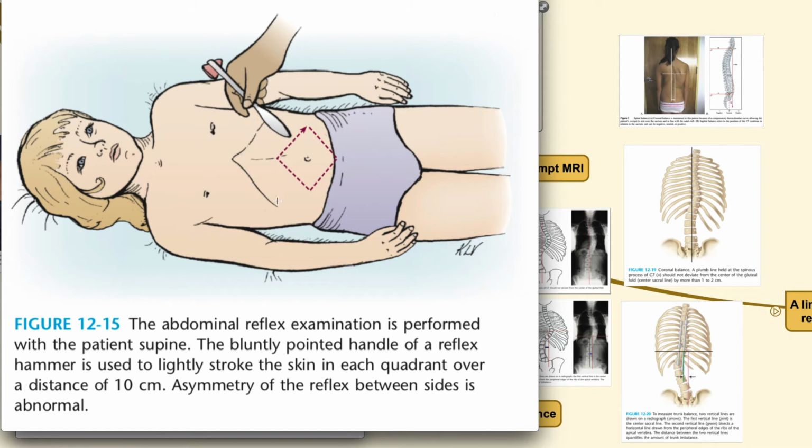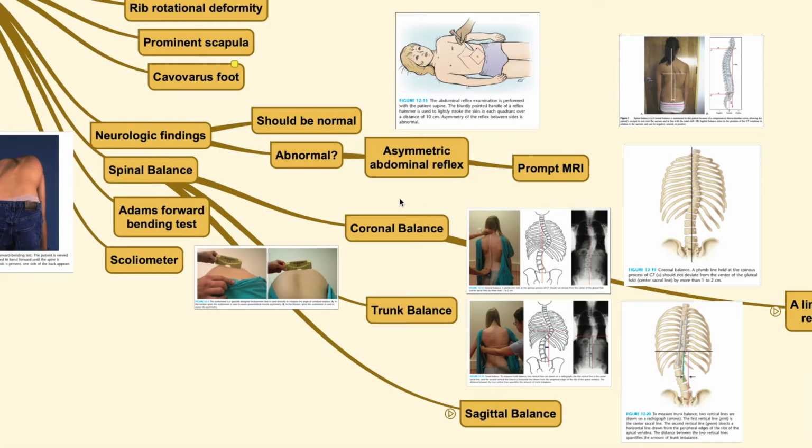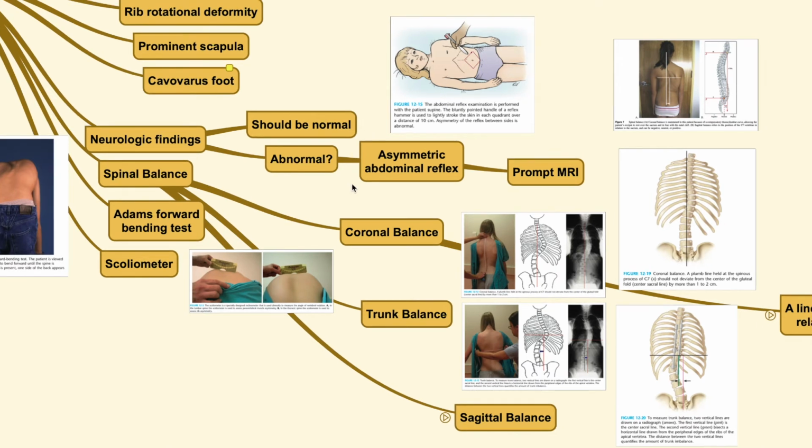The abdominal reflex exam is performed with the patient supine. The blunt end of the handle of this reflex hammer is used to stroke the skin here in each quadrant, 1, 2, 3, 4, each quadrant with a distance of around 10 centimeters. Now, the asymmetry of the reflex is shown when there is asymmetrical movement of the umbilicus around the area of the stroke. Now, this reveals an abnormal neurological finding, and you should do an MRI in this patient.